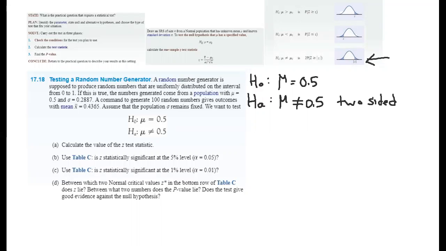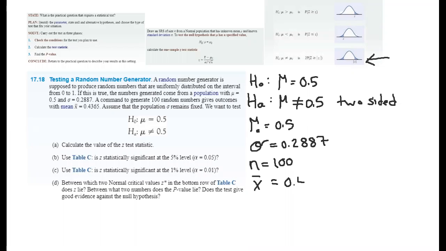The example here also gives us that mu naught is 0.5, sigma is 0.2887. The number of people, the number of numbers, is 100, and the x bar itself is 0.4365. So just collecting up the information, giving myself a little table. Testing a random number generator.